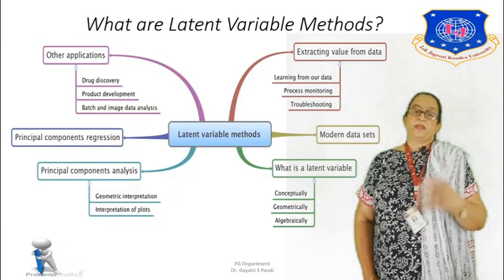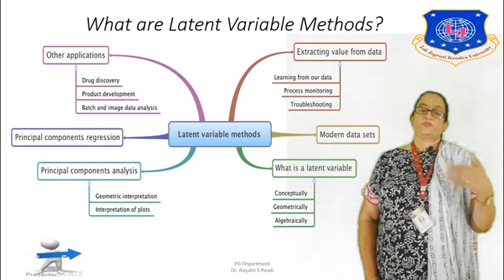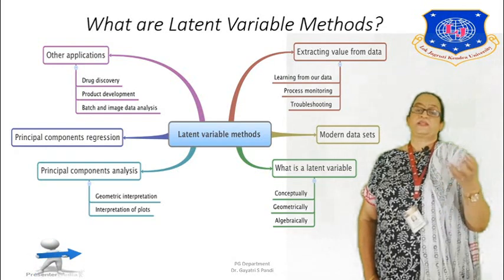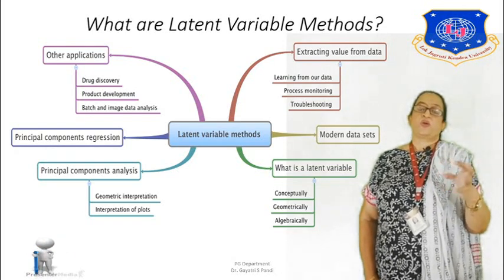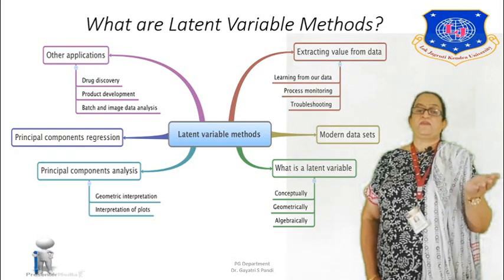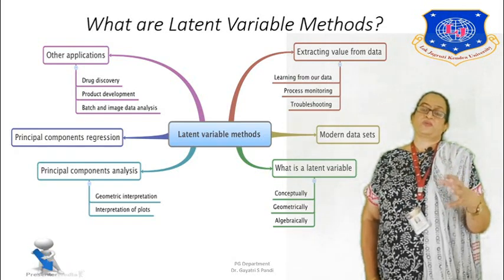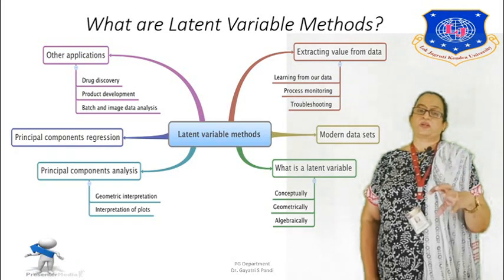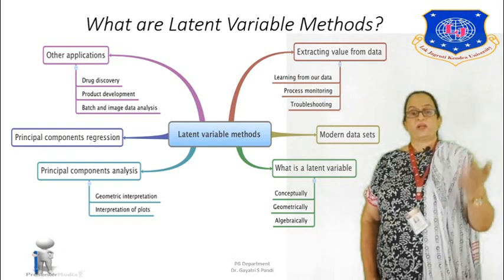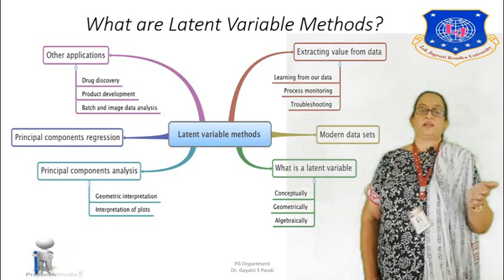Now, what are the latent variable methods? If we talk about what a latent variable is, we have seen the representation. We have conceptually seen it, and we can also represent it geometrically and algebraically. So a latent variable is something like stress which is not observed, or maybe some sort of attraction, right? The examples we discussed. And then you have various modern data sets, so you can extract the values from the data set, like we saw. If you want to see whether a person is stressed, it can be seen by measuring the blood pressure. So you can learn from the data. You can do process monitoring, and then you can also troubleshoot.